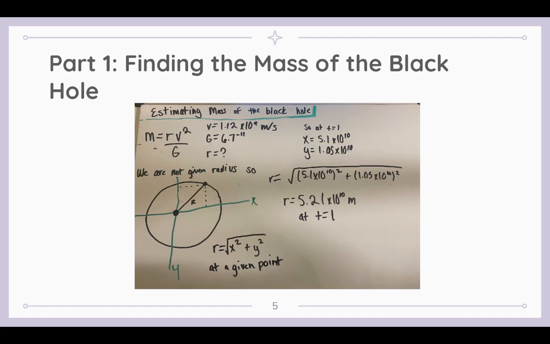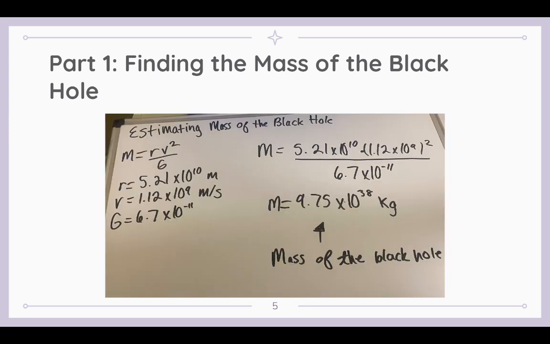To move forward, we didn't know what the radius was, so we had to estimate based on what the code gave us. And after we got all of the numbers, we took the radius, the velocity and the gravity, and put that all into the r times v squared divided by g equation to get a total mass of 9.75 times 10 to the 38 kilograms.